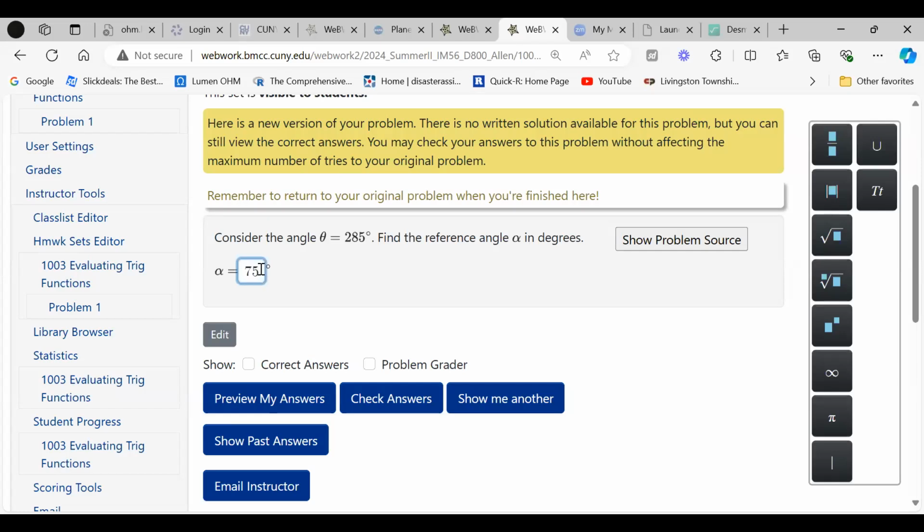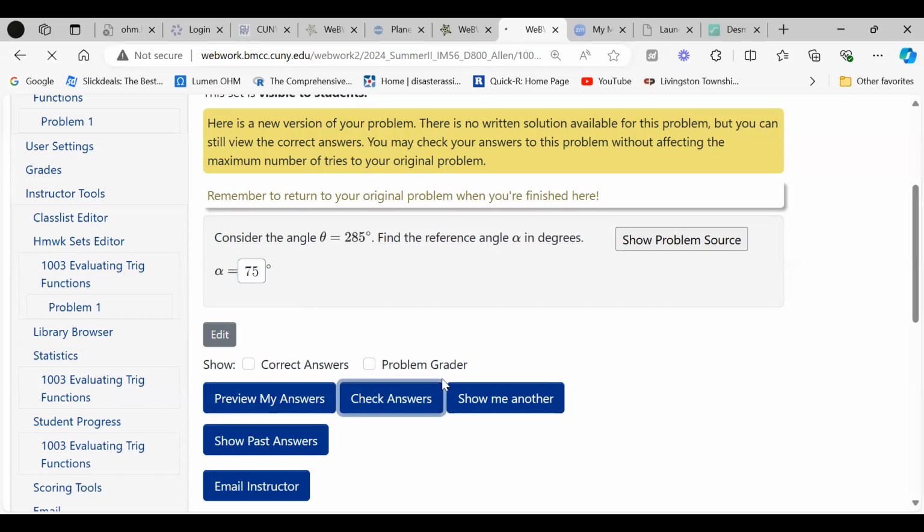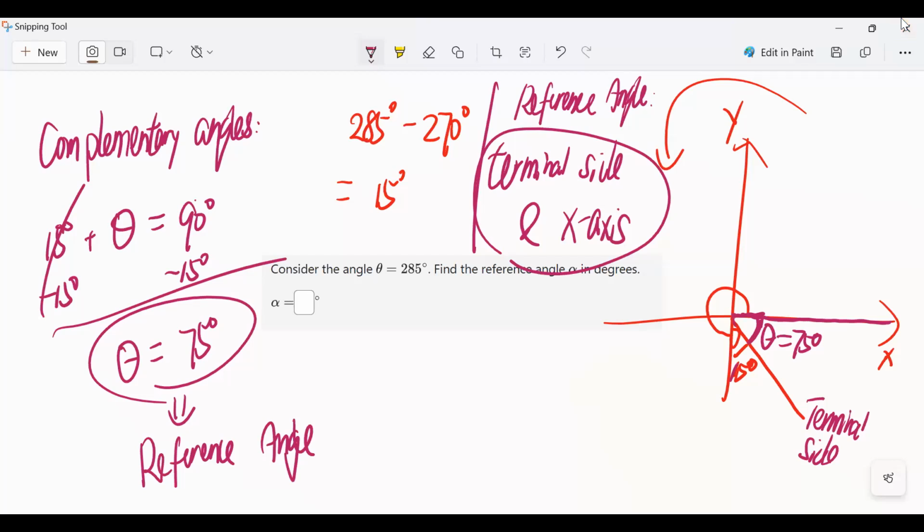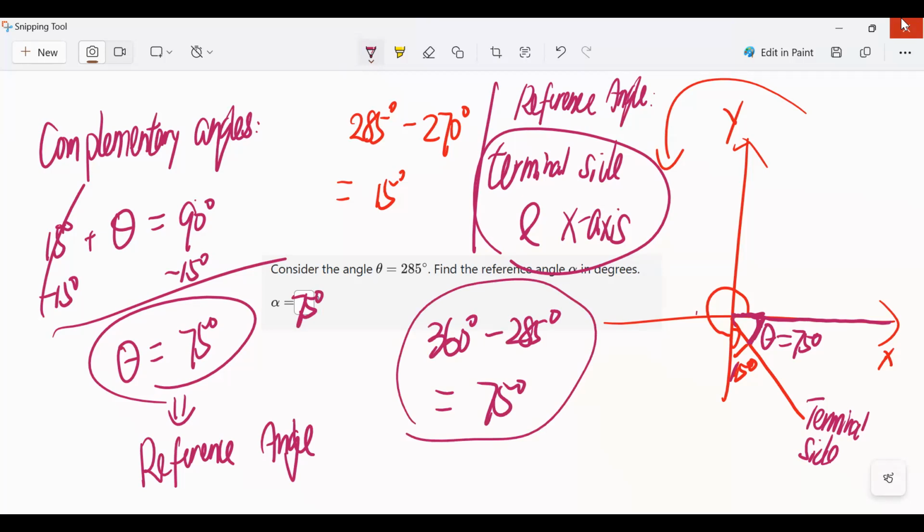Or you can also do this. The answer is good, but I'm going to show you another way of doing this. You know that one cycle is 360, right? If you subtract the given angle, you get the reference angle. Total is 360, one cycle. Subtract 285 degrees. That gives us 75 degrees. That's why the answer here is 75 degrees. So this is another way, probably slightly quicker, to get to the reference angle.